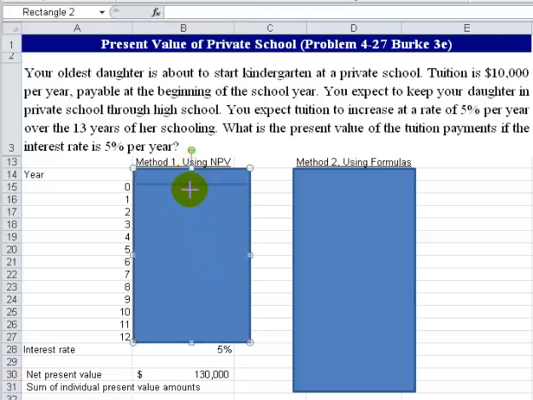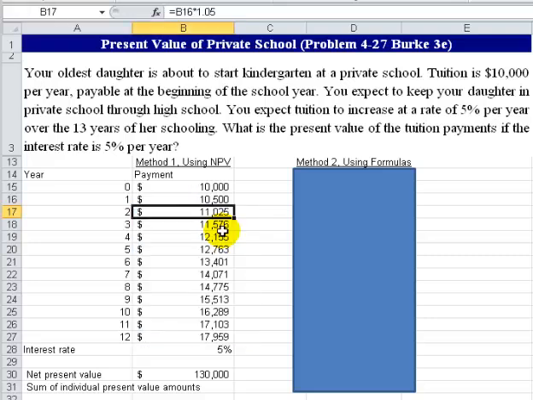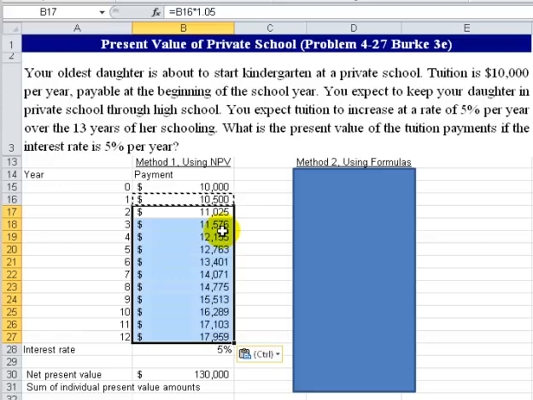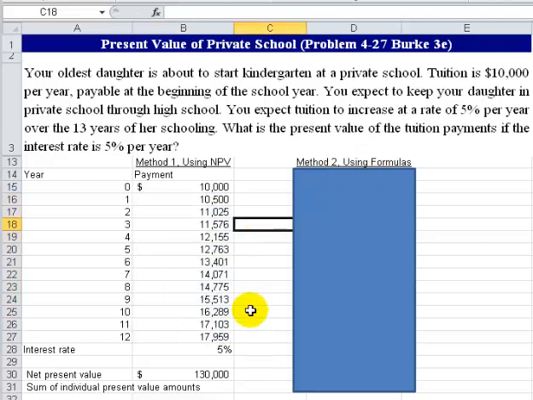Well, we've got to calculate the payments. First one is 10,000. Now the next one is simply the 10,000 times 1.05, right? It's going to increase 5% every year. So if we just put those in, you could put 1 in and then copy down, and you will get that range of values. Now, let me just format that so we don't need the dollar sign everywhere.